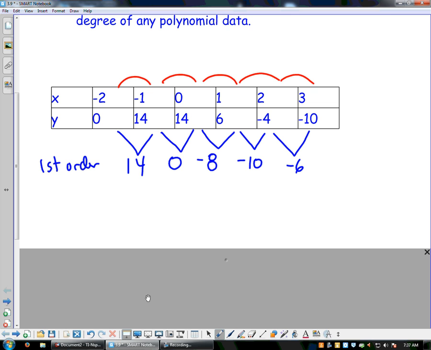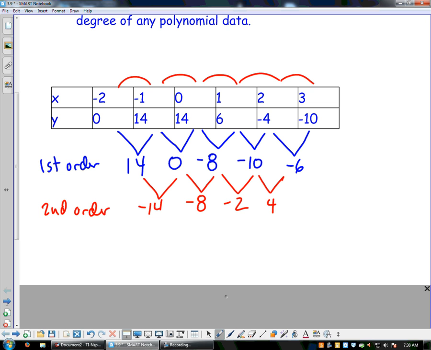What about the second order differences? Negative 6 minus a negative 10 would be negative 6 plus 10, which is 4. Negative 10 minus a negative 8 would be negative 10 plus 8, which is a negative 2. Negative 8 minus 0 is a negative 8, and 0 minus 14 is a negative 14. This is your second order differences. They are not equal to each other. So we know this data did not come from a degree 2. So it's not quadratic. It will not fit a parabola.